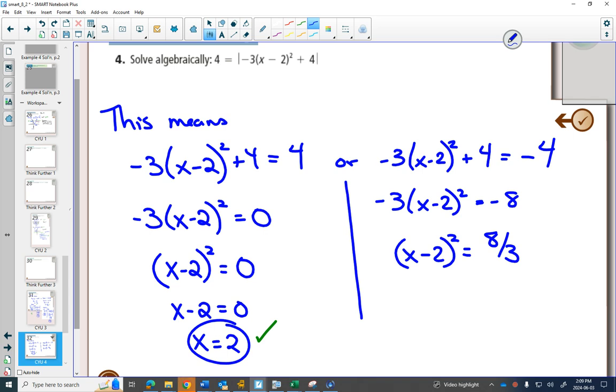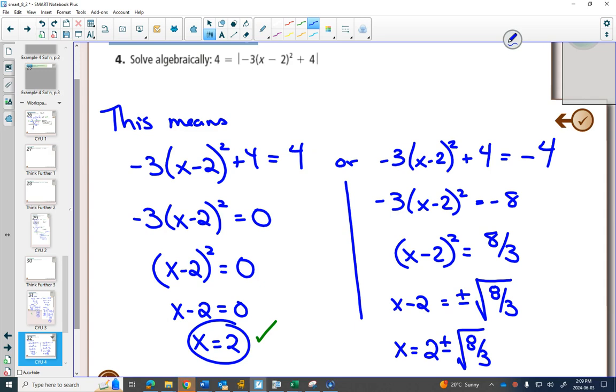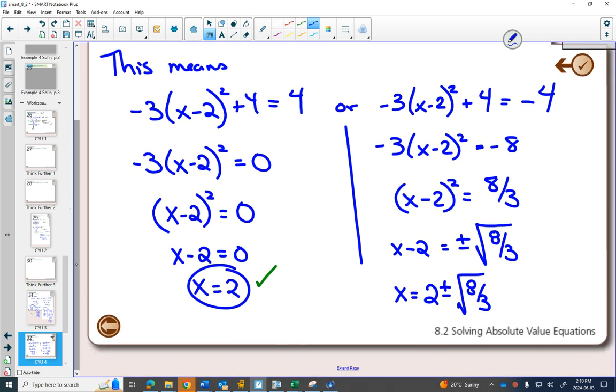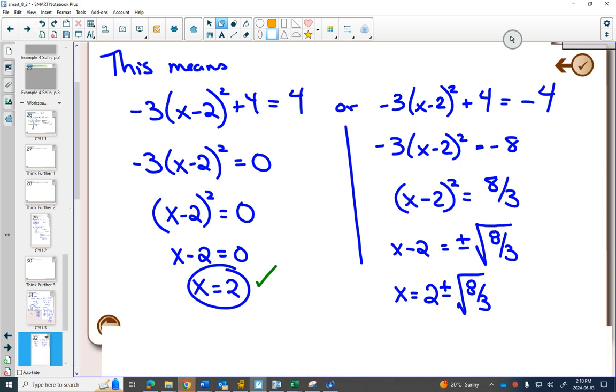I'm going to square root both sides. When you square root, you have to remember the plus or minus. And then I'm going to add 2 to both sides. And we get 2 plus or minus the square root of 8/3. Of course, an answer in this form wouldn't be allowed because you have a square root on the bottom of your fraction. So we would have to remember rationalizing the denominator. We have square root of 8 over square root of 3.